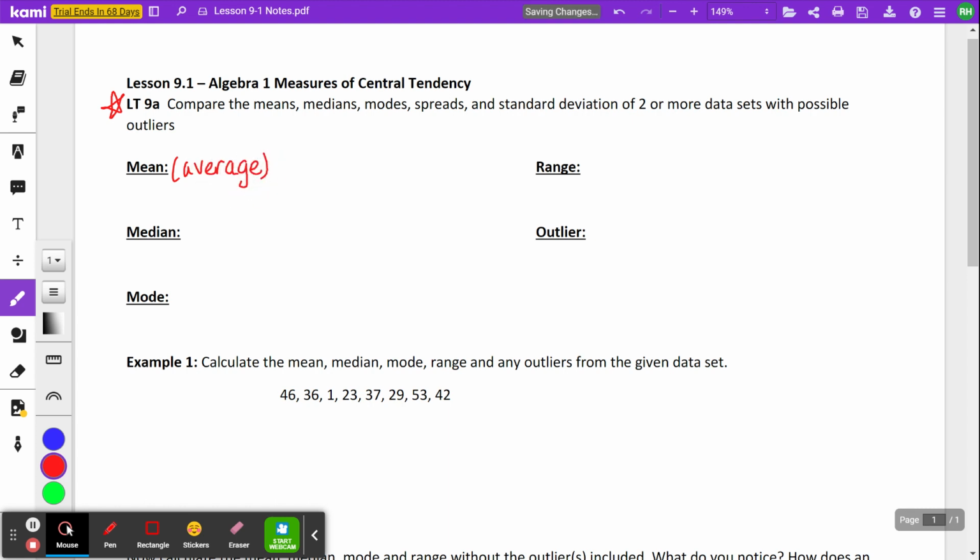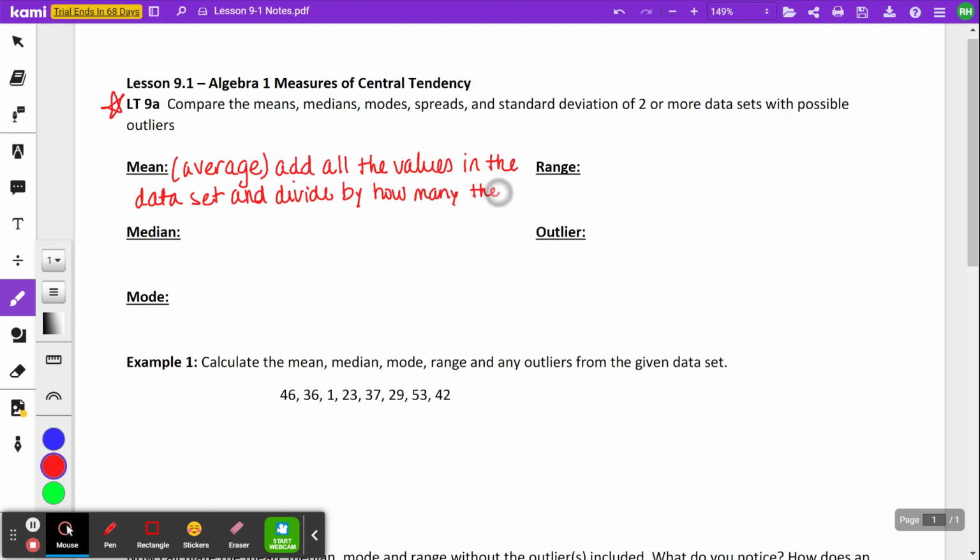Okay, and you get the average by adding all the values in the data set and divide by how many there are. Okay, so if you have 12 pieces of data, then you add up all 12, and then you take that total and divide it by 12, and it gives you the mean or the average of the data.